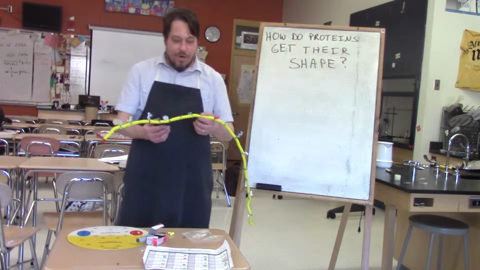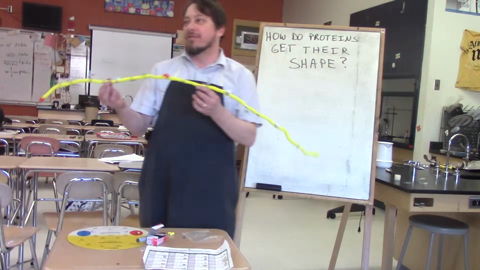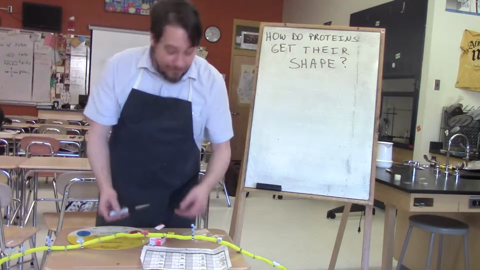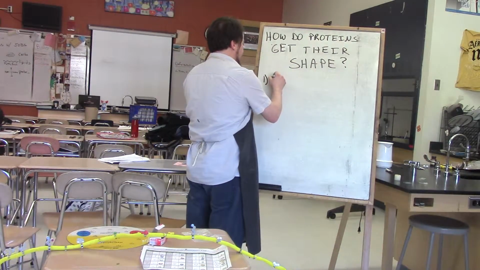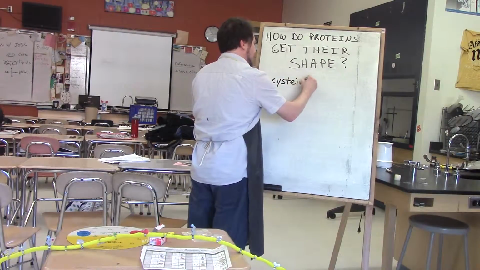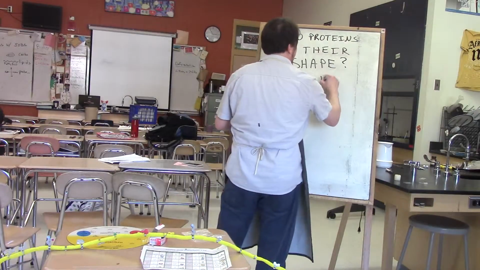Okay, so now what we're going to learn is the 3 ways, well, there are more than 3 ways, but 3 ways that proteins get their shape. And the first way is called the cysteine bridge. Cysteine, E-I-N-E.